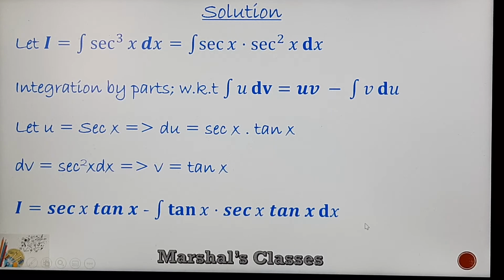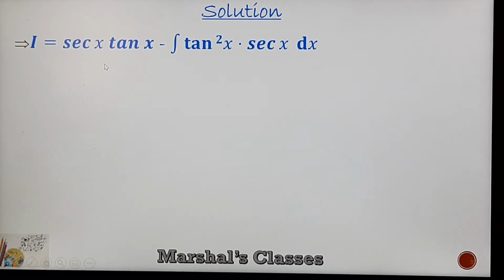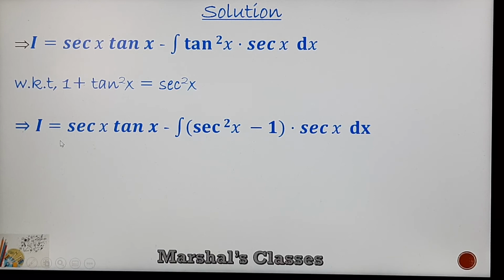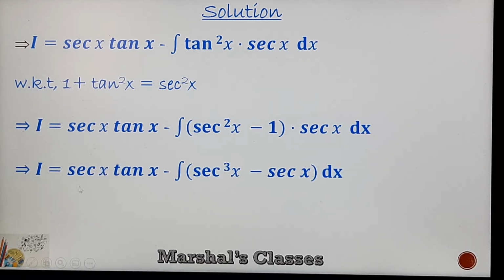So we get the expression I is equal to secant x tan x minus integral tan square x into secant x dx. Now we know that 1 plus tan square x is secant square x. So I becomes secant x into tan x minus integral, instead of tan square x, we take secant square x minus 1 into secant x dx. Now this on further simplification becomes I is equal to secant x tan x minus integral secant cube x minus secant x dx.